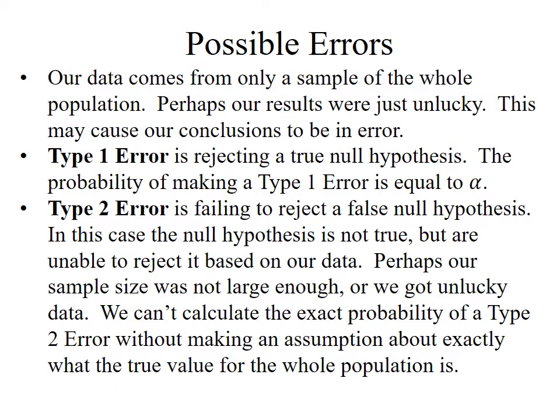With type 1 error, the probability of making it is alpha. With type 2 error, well, I'd need some specific value for the alternative hypothesis and know what the true value is from the whole population and then see whether my sample size is big enough to pick that up. That one's harder to quantify.